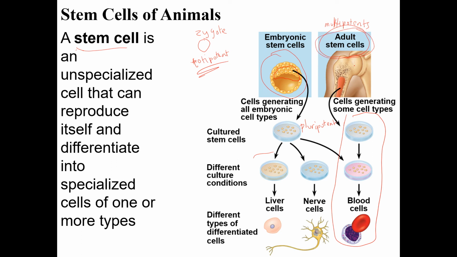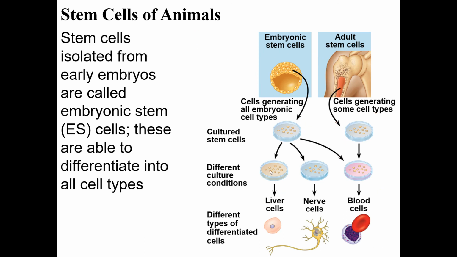They can become many types of cells, but they're already partially differentiated. So these stem cells shouldn't be able to become liver cells or nerve cells or the others. So stem cells isolated from early embryos are called embryonic stem cells, and that's really what researchers want to study most of the time because they can become any other type of cell. Researchers now have been able to take fat cells or skin cells from people and bring them all the way back to this embryonic stem cell stage, which makes them pluripotent, which is super, super useful to use.